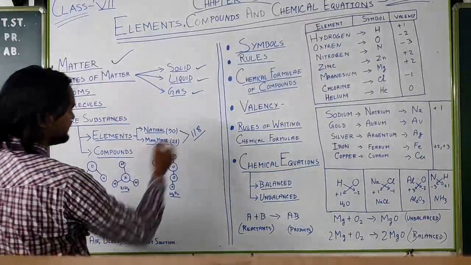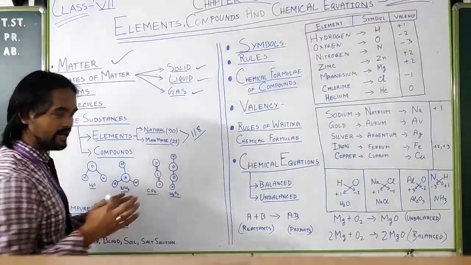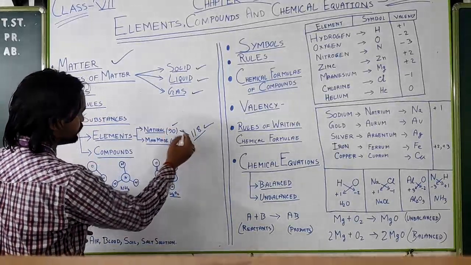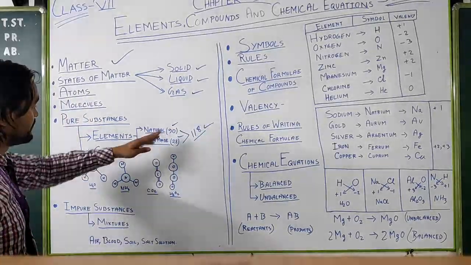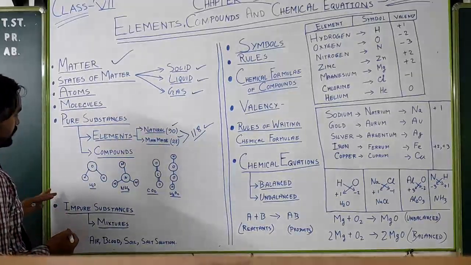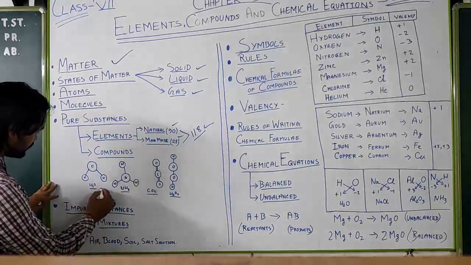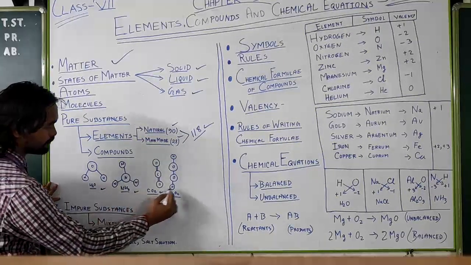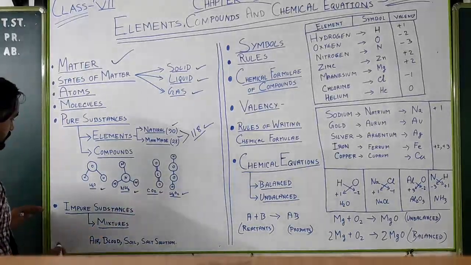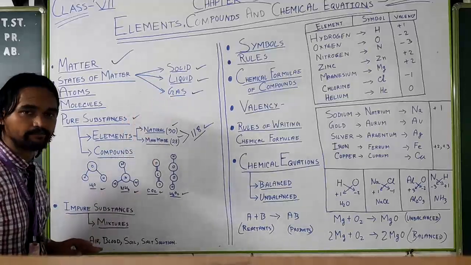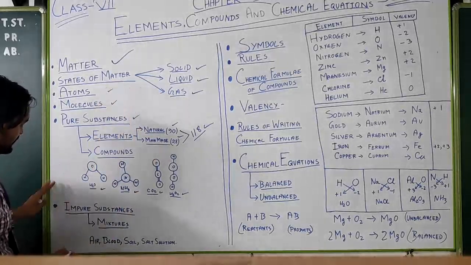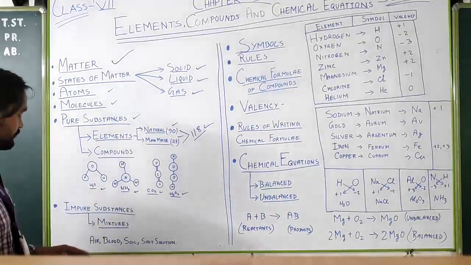There are 118 elements present on our Earth, and among them, 90 are natural and 28 are man-made. Compounds, examples of compounds are water, ammonia, carbon dioxide and hydrogen peroxide. Pure substance is completed. Atoms completed. Molecules completed. Now, impure substance.